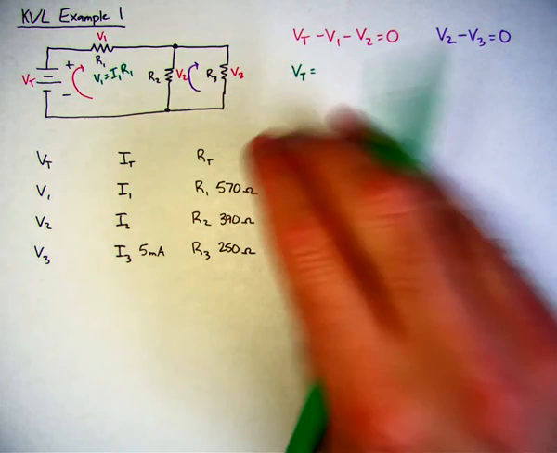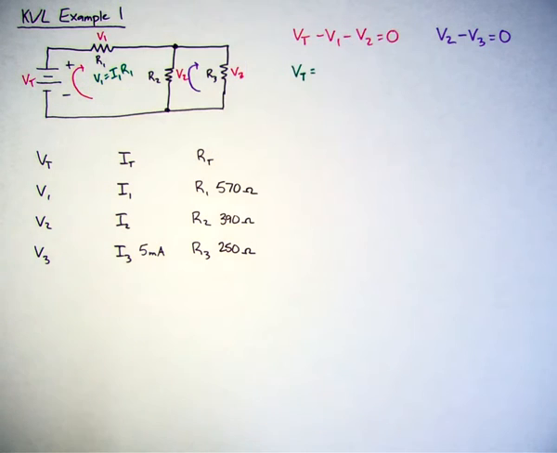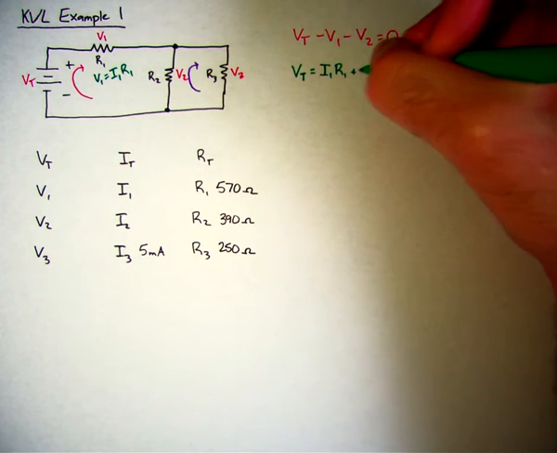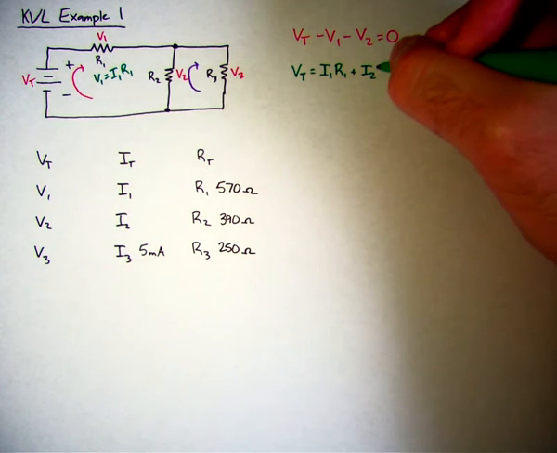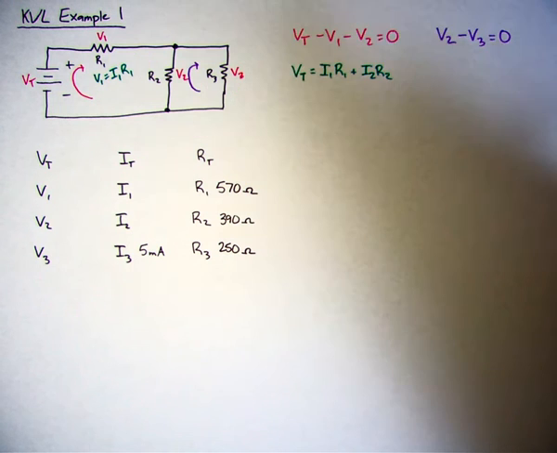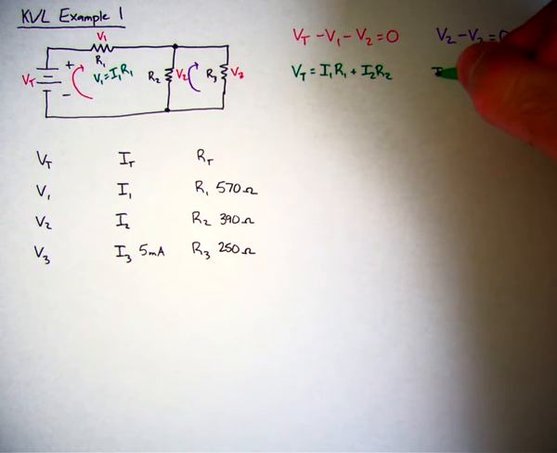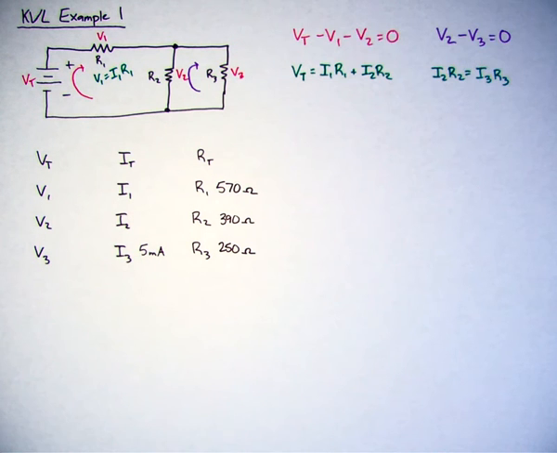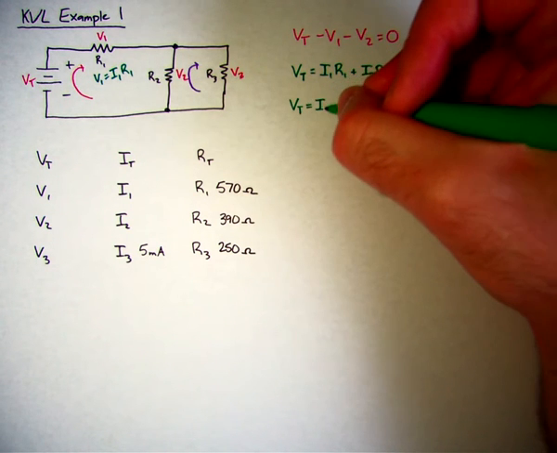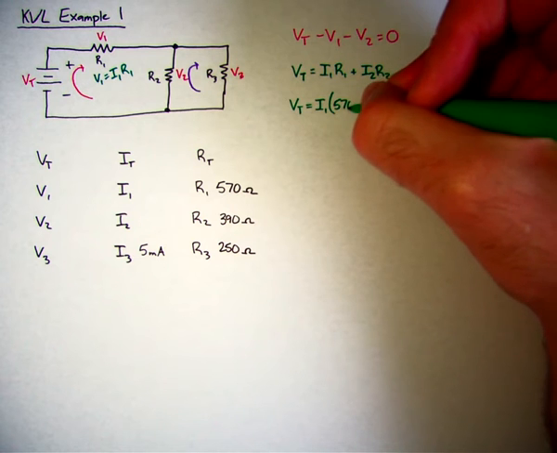Now you notice I put equal here because I'm just going to add V1 and V2 to both sides. And if I do that, I have I1 times R1 plus I2 times R2. Same thing over here. I'm going to add V3 to both sides. So if I do that, I have I2 R2 equals I3 times R3. Now what I can do is substitute in some of the values. So if I do that, I don't know I1, R1 is 570 ohms.